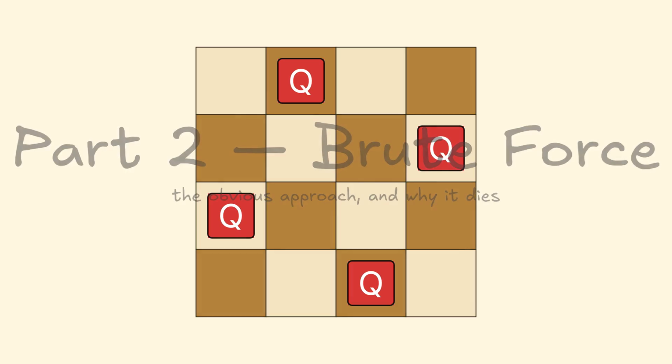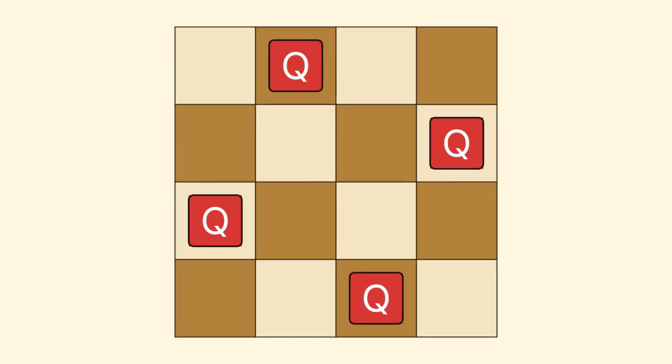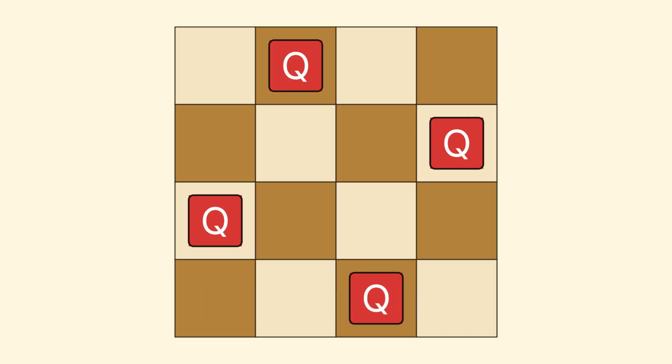Okay, so how do you find a solution with a computer? The simplest idea? Brute force. Try every possible arrangement of queens, and for each one, check if it's valid. For our 4 by 4 board, that's 16 squares, choose 4. 1,820 combinations. Manageable. We could check them all by lunch. But for 8 queens, now we've got 64 squares, choose 8. That's about 4 billion. 4 billion.